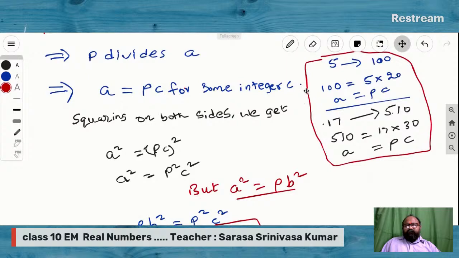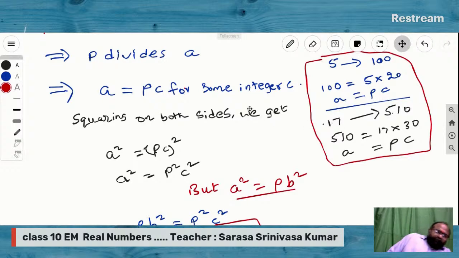To understand this, we consider a prime number 5, and if the prime number 5 divides 100, then we can write 100 equal to 5c, 5 multiplied by 20. So this is of the form a equal to pc. Now we consider another prime number 17. If 17 divides 510, then 510 equal to 17 multiplied by 30. So this is of the form a equal to pc. Here the prime number is 17.